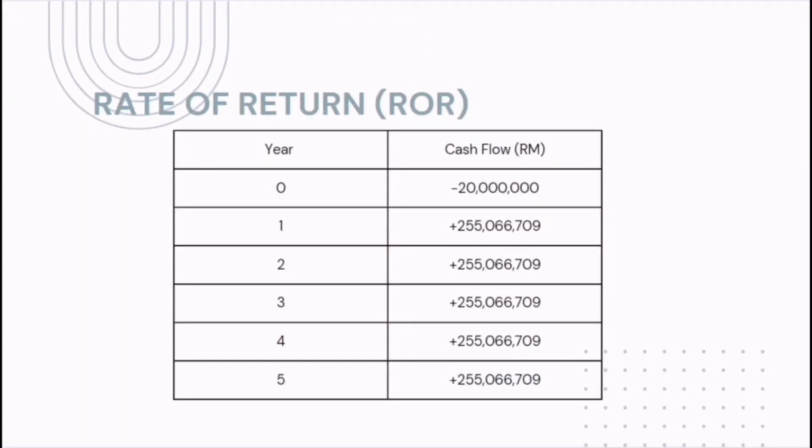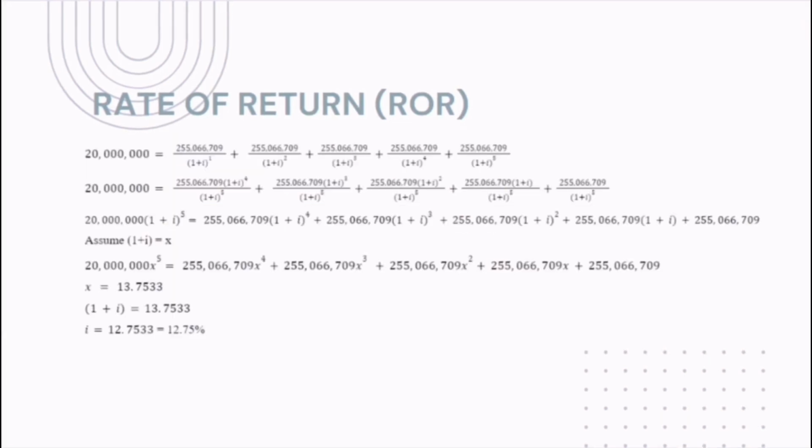For rate of return, from the table, let's assume all the products are sold and we get 255 million from year 1 to year 5. Then we calculate the rate of return, substituting the values into the equation NPW equals cash flow over (1 plus I) to the power of N. Then we got 12.75% for the I value.